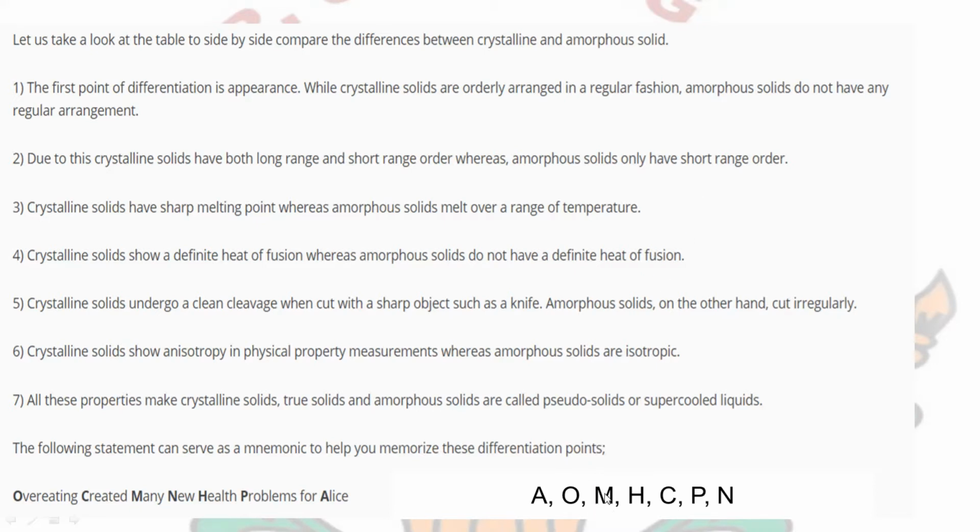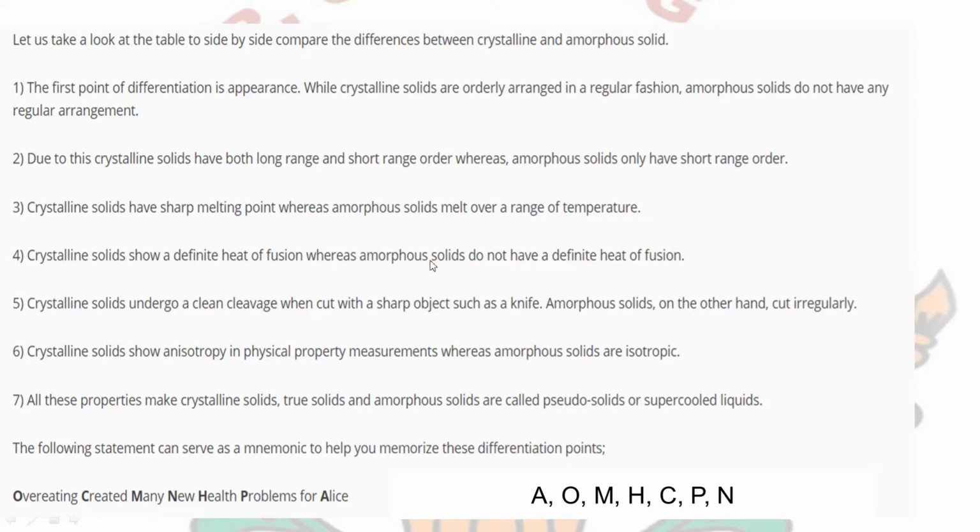Next is the M. Where does this M come from? From "many". M stands for the melting point temperature. As there is an orderly arrangement for crystalline solids, the particles are arranged orderly, therefore they have a very sharp or high melting point.